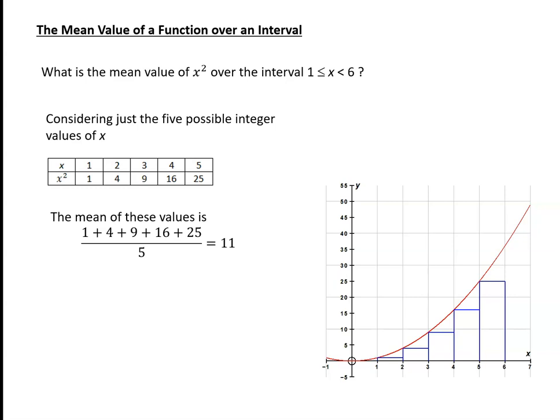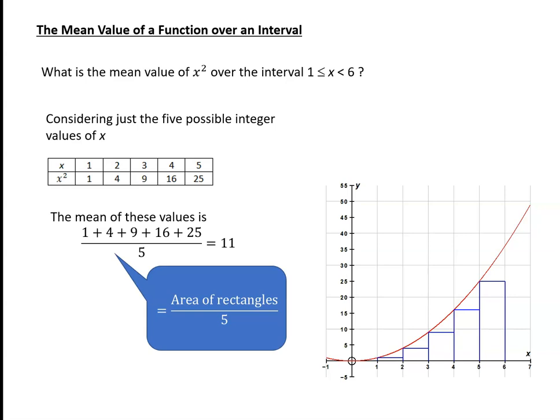I've got a rectangle running from 3 to 4 with a height of 9. So that's got an area of 9. I've got a rectangle running from 4 to 5 with a height of 16. So that's got an area of 16. And I've got a rectangle running from 5 to 6 with a height of 25. So that's got an area of 25. So we can interpret that calculation that we've got as being the area of the rectangles divided by 5.